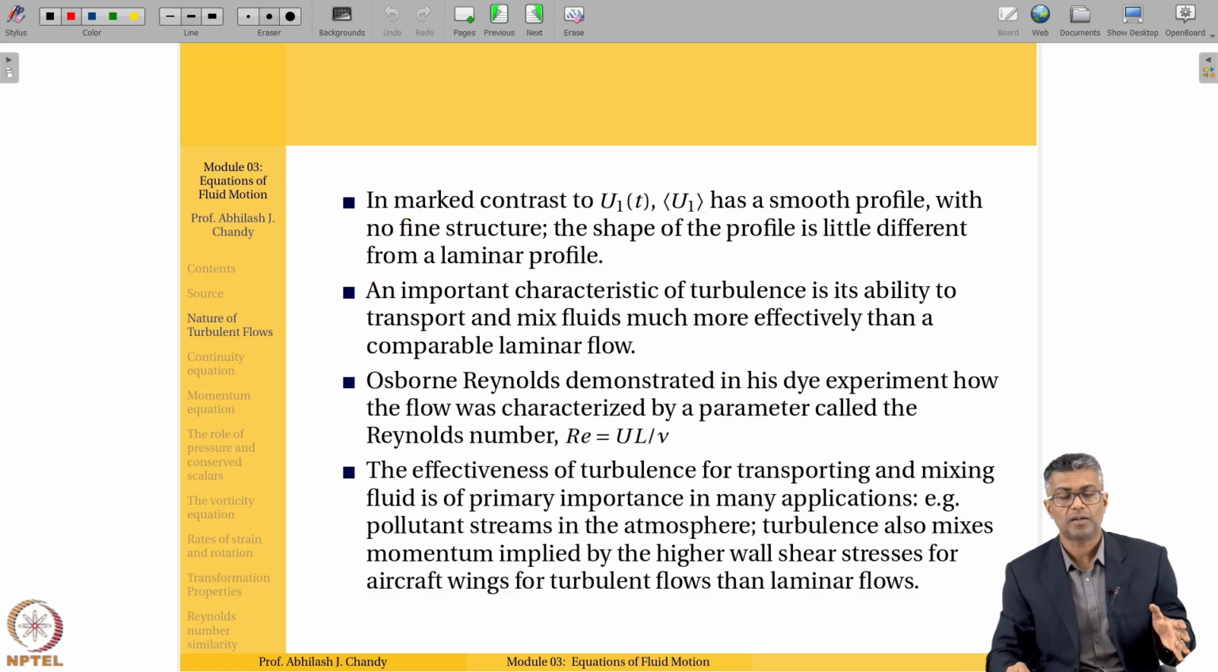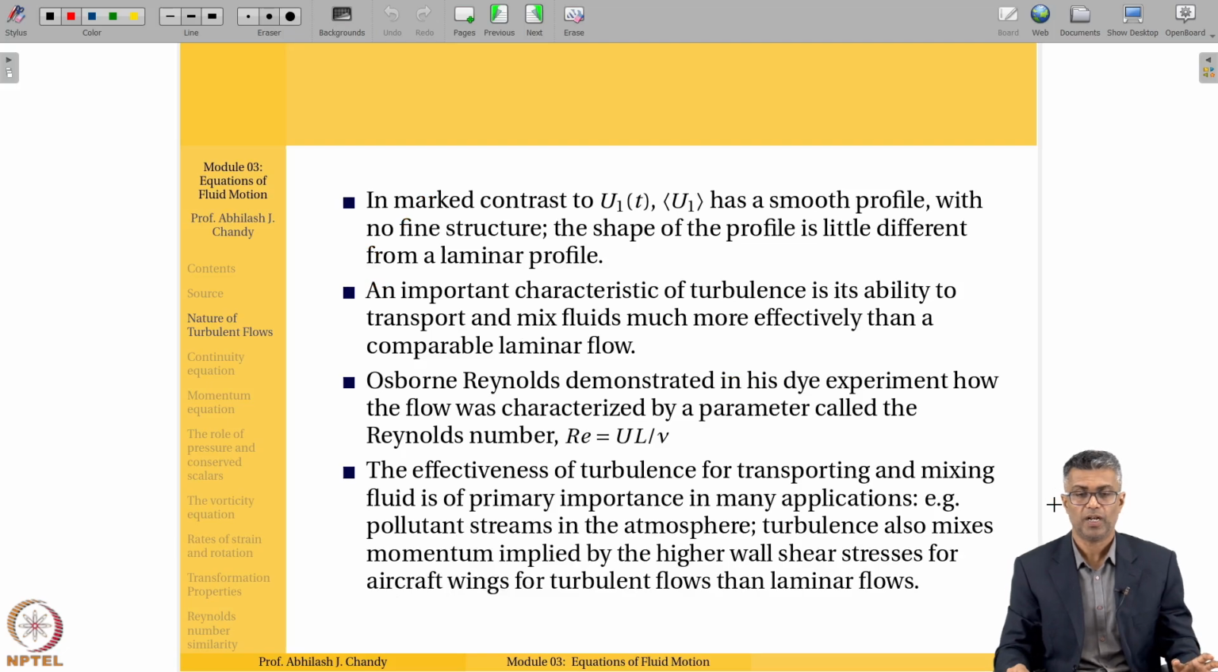So as I was saying earlier, the U1 mean definitely has a smooth profile. No fine structure, no different time scales. It's all like one smooth profile. And you would tend to think that the mean actually looks like a laminar profile, but that's not the case. If you go back and look at the laminar axial velocity in a laminar flow, it'll be different from what you're seeing here.